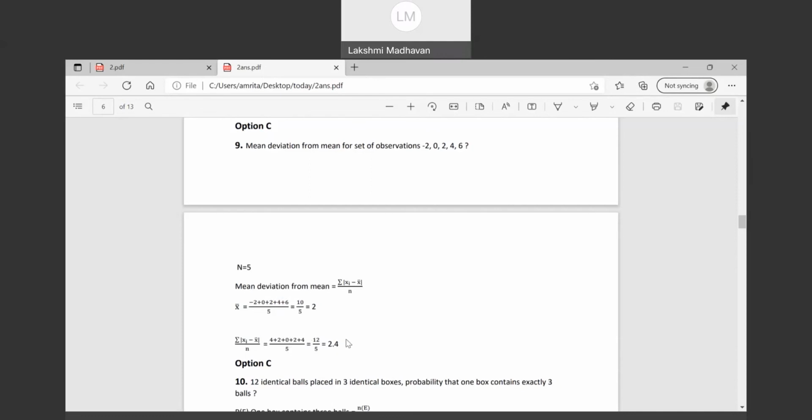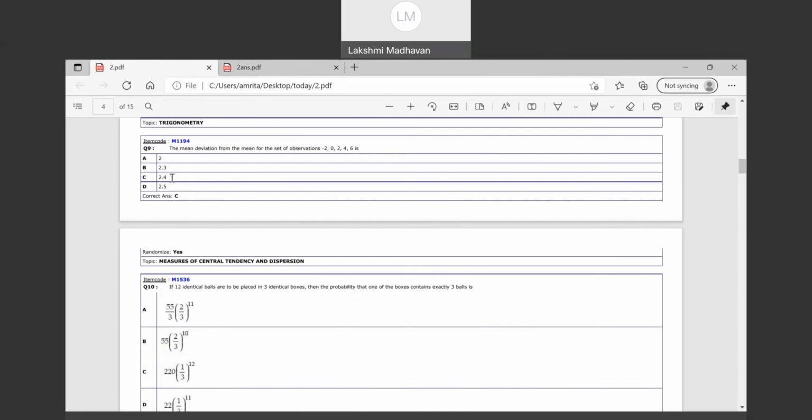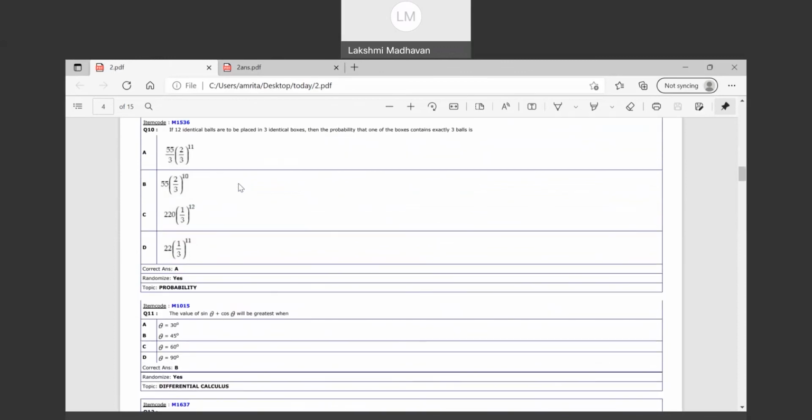This is a really simple question. You just have to have an idea about how this is working. So the mean deviation from the mean, you can calculate by sigma of modulus xi minus x bar by n. And we know how x bar is calculated, the total divided by the number. You just have to find the differences and divide by n, which gives you the answer. So the correct answer for this question is option C, which is 2.4.